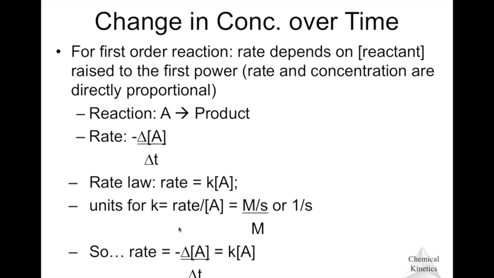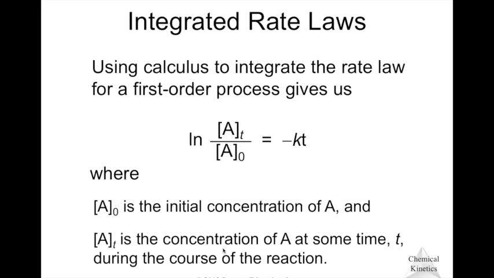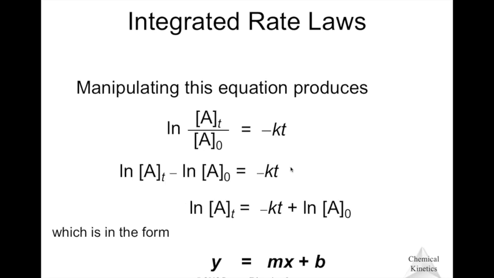And then we can basically set those equal to each other. Rate equals this, which also equals this. And then if we use the magic of calculus, don't worry, you don't have to worry about doing any calculus here, we can use calculus to integrate the rate law. And so for our first order process, we now get this instead, where A sub 0 is the initial concentration of A, and this is the concentration of A at whatever time t. And K is still the same.